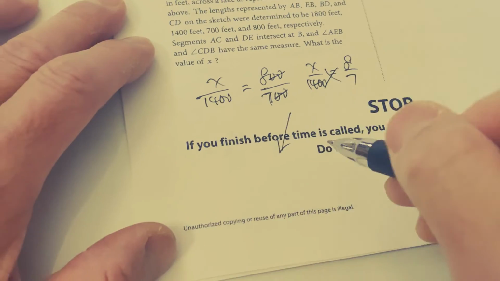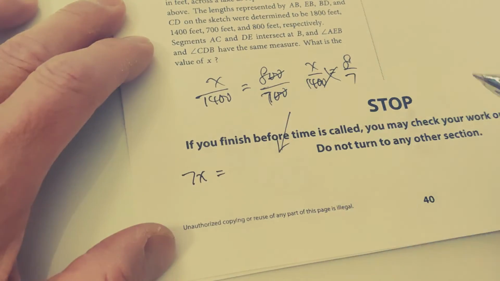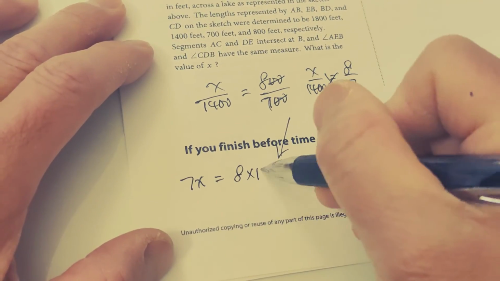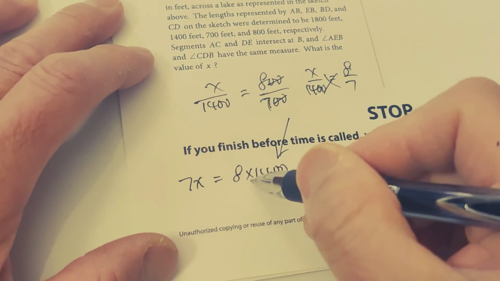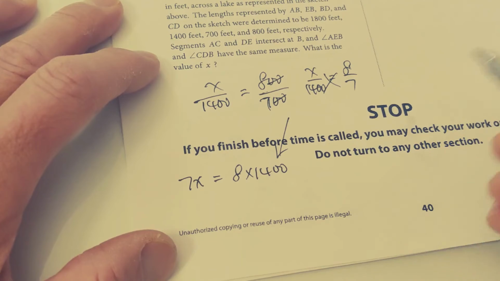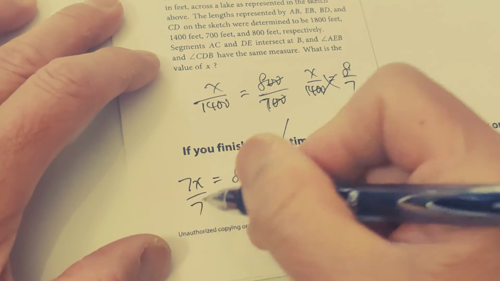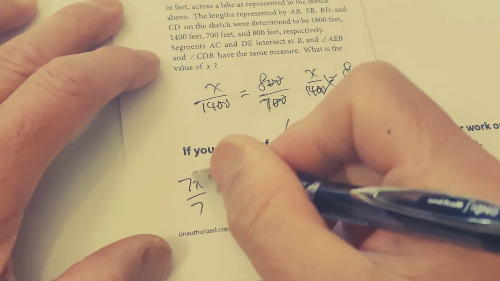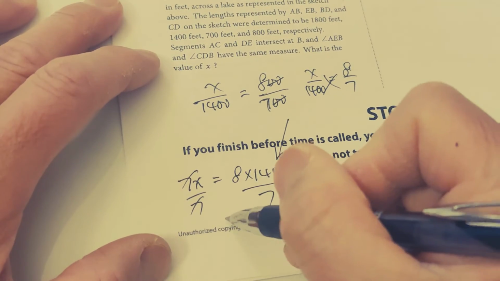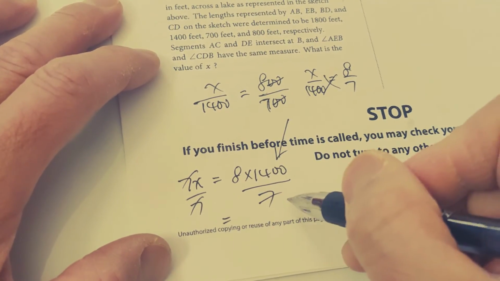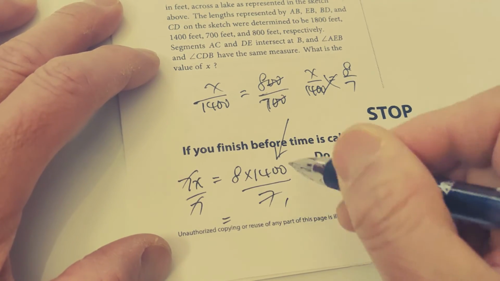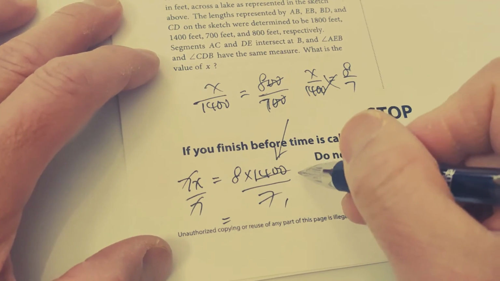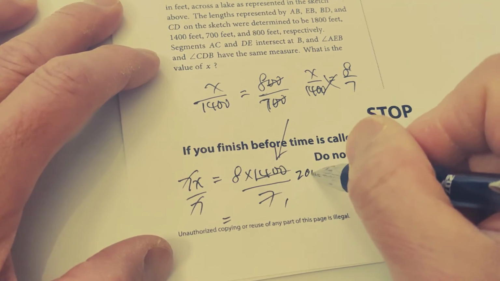Okay, cross multiply, you're going to have 7x equals 8 times 1400. I am not going to multiply out the 8 times 1400, but I will do it in a smarter way by dividing both sides by 7. You see, it will be much easier, because I can see that 7 can go into 1400. 7 going into 7 is 1 time. 7 goes into 1400 will be 200 times.